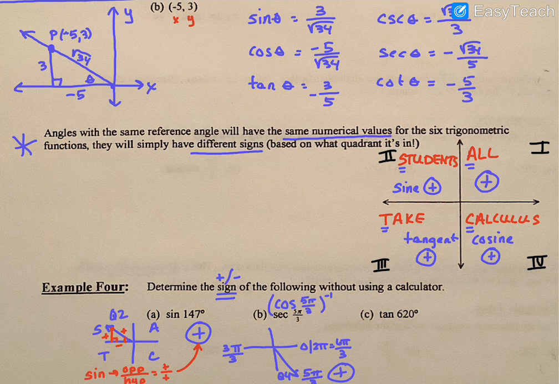Okay, one more. Tangent of 620. What do you know about 620 degrees? It's big. So how do I deal with a big angle that I can't visualize? I'm going to take 620 degrees and subtract 360 degrees. 620 minus 360 is 260 degrees.